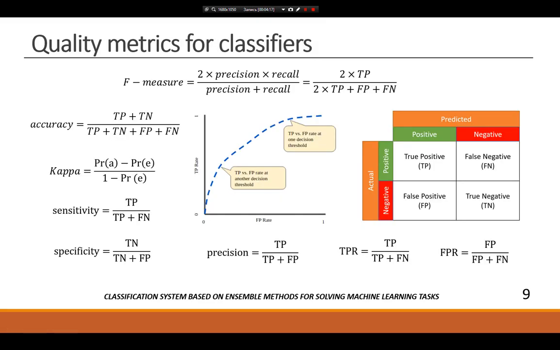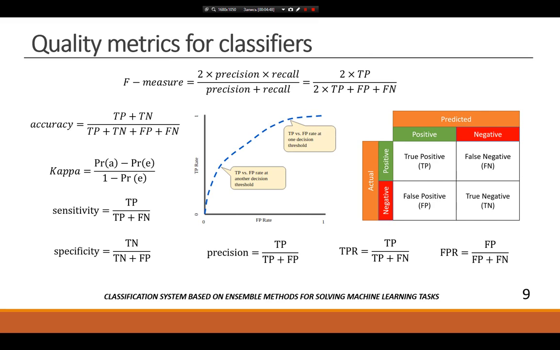Quality metrics for classifiers. Assessing the quality of a classifier plays an important role in building and selecting classification models, and many quality metrics are used in machine learning tasks. For example: accuracy, kappa statistic, sensitivity, specificity, precision, F-measure, and area under the receiver operating characteristic curve.